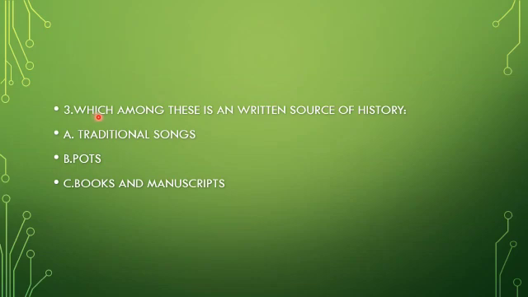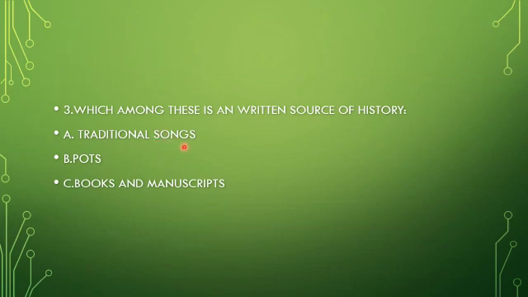Question number 3 says, which among these is a written source of history? Students, you are already aware of the three sources of history, that is material source, written source, and the oral source of history, through which we gather all the information about the past events and accordingly the history is written. There are three options given here. Out of the three options we need to search which among these is the written source of history. A is traditional song, B is pots, C is books and manuscripts.